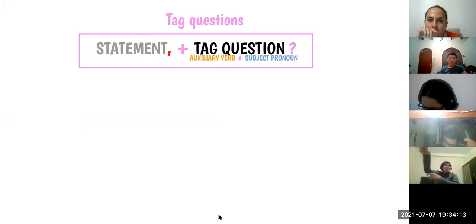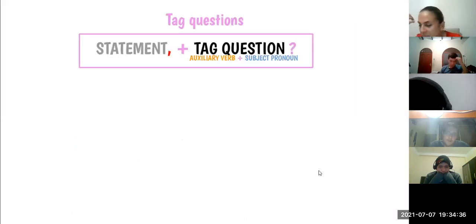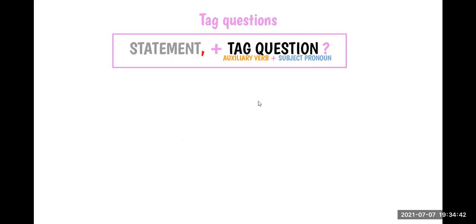As you can see here, we have exactly the same. Auxiliary verb and subject pronoun. Auxiliary verb, subject pronoun, and like this in all the tag questions we have here. And in all the examples here, we have the comma, right? So in all of them, we have a comma. So this is how we form tag questions. Okay, so we're going to check some of the rules when we are using these tag questions.